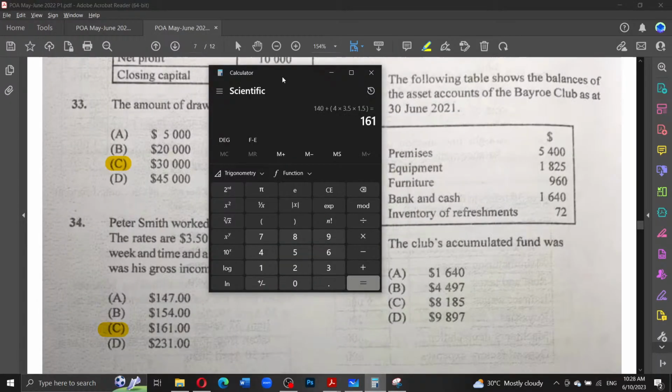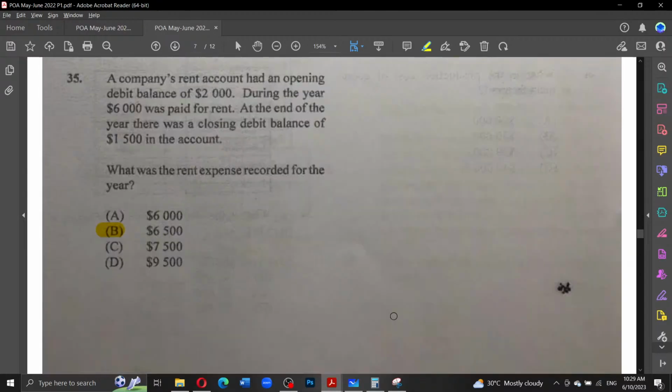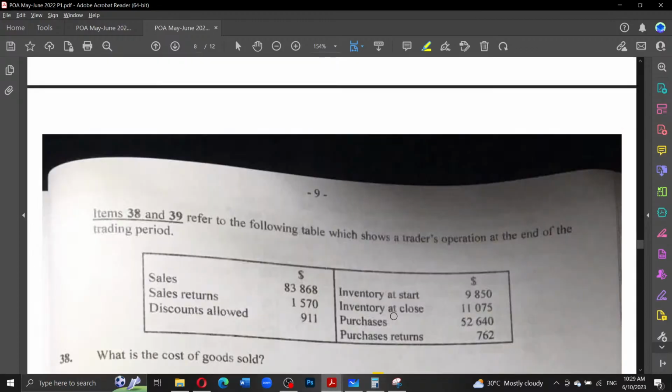So you have 5,400 plus 1,825 plus 1,640 plus $72. Did I skip something out? Plus 960. So I skipped the 960. The answer is D. Moving on to 38, 39.